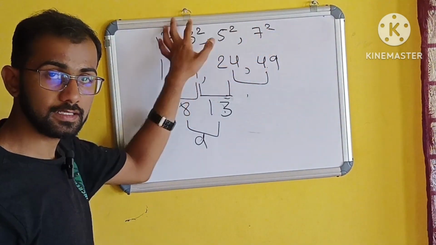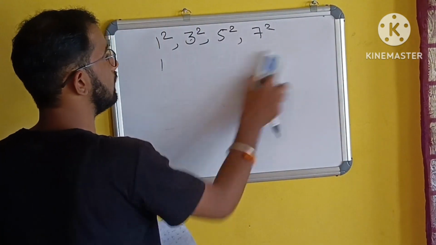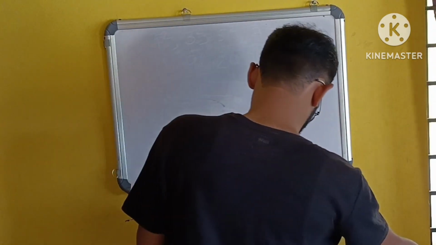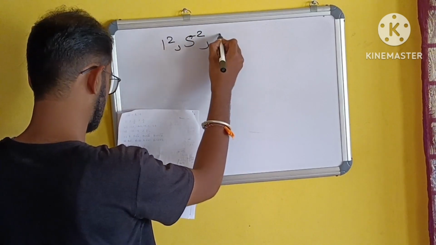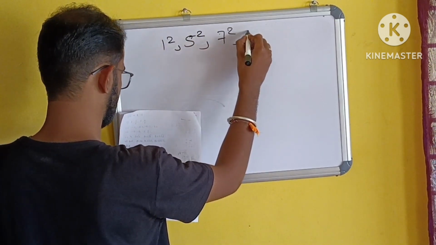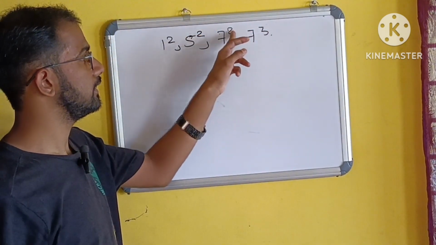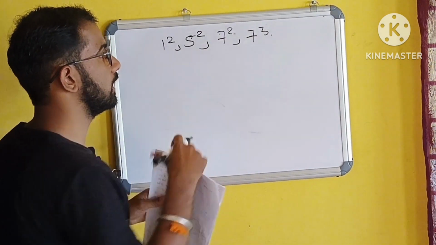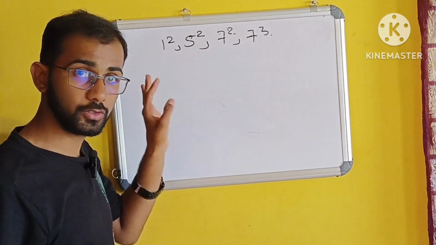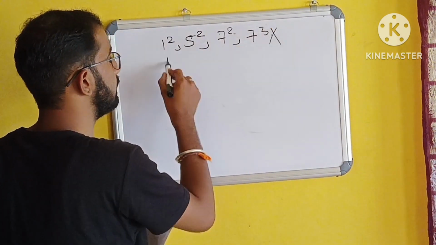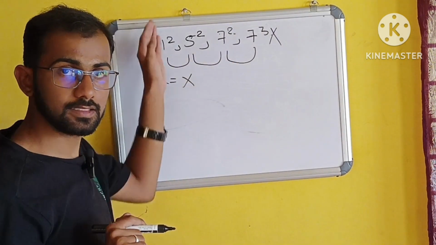So the next example is also a similar question. 1 square, 5 square, 7 square, 7 cube. The terms are raised to some power, hence it should not be an arithmetic progression since the common differences are not the same. Hence these terms are not in arithmetic progression. Like this, we have to solve these types of examples.